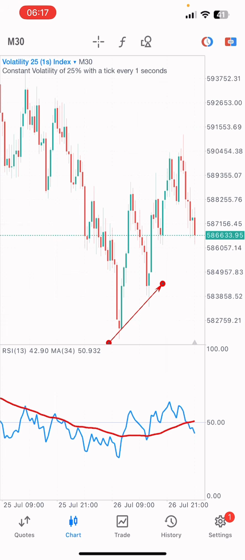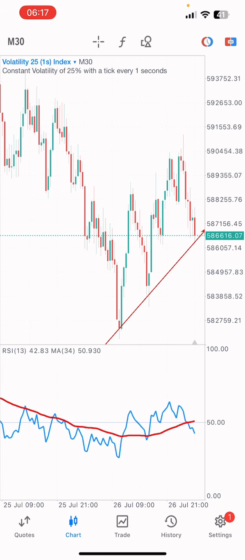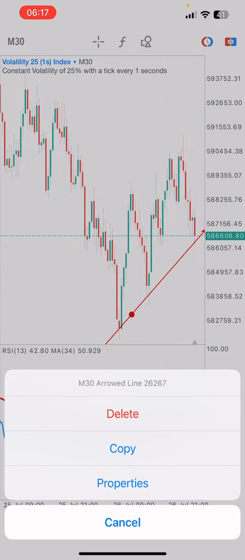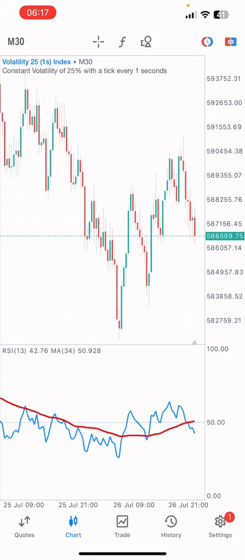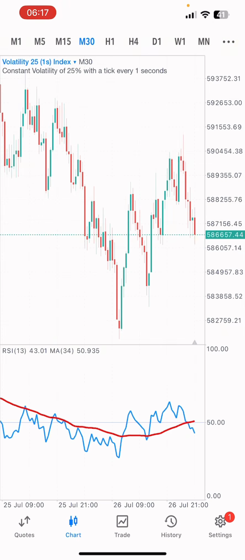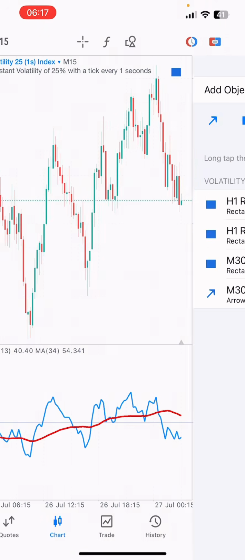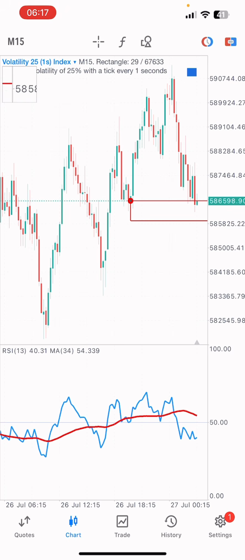Whenever this blue indicator, which is the RSI, crosses below this red one, which is the 34 moving average, you want to go for a sell. One thing I noticed is the sniper entry strategy works here very well. For me to confirm that, let's go to a lower time frame. You can see the crossover occurred. So now at this particular point here, I'm expecting price to reverse back to the upside.